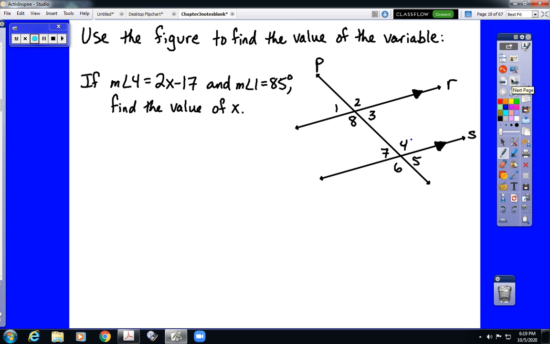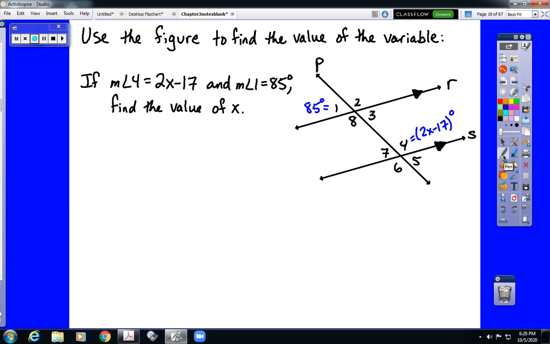Okay, we're going to have to think things through. Sometimes our thinking will be a one-step process, and sometimes it will take more than one step to get there. Okay? So in the picture, they tell us that the measure of angle 4 is 2x minus 17, and they tell us that the measure of angle 1 is 85 degrees. So the first thing that we should do is ask ourselves, is there a relationship between angles 1 and 4? And our vocabulary does not provide a direct example of a relationship between angles 1 and 4.